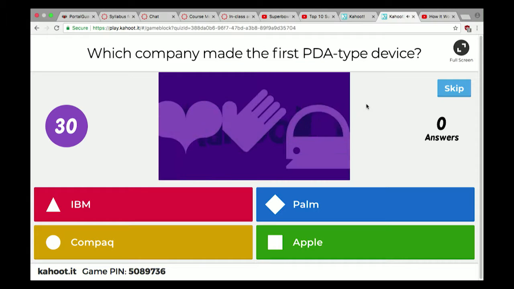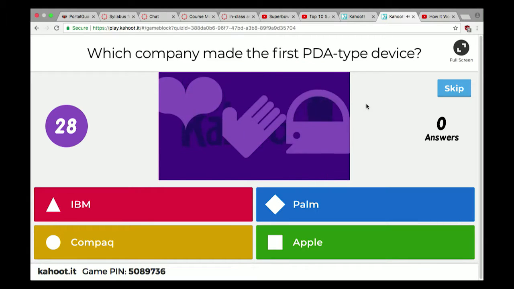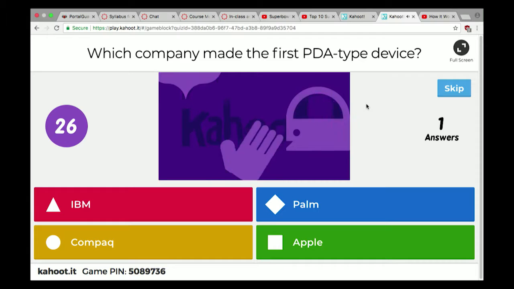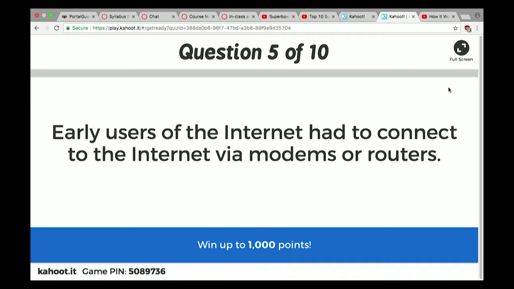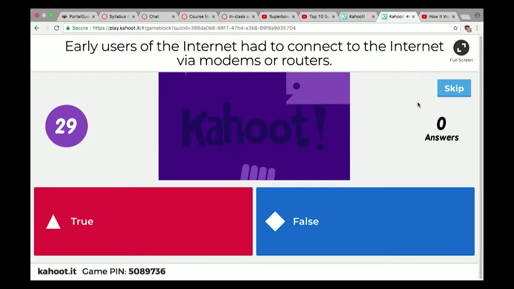Which company made the first PDA type of device? Personal digital assistant type device. Okay, well five people got it right. And yeah, so it was Apple with the Newton, closely followed by Palm with a Palm Pilot, but the Newton was the first one there. The Palm Pilot was better received. People actually bought it, but it did a lot less than that.